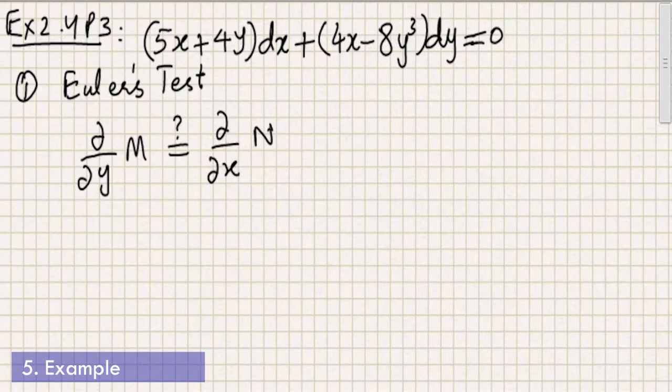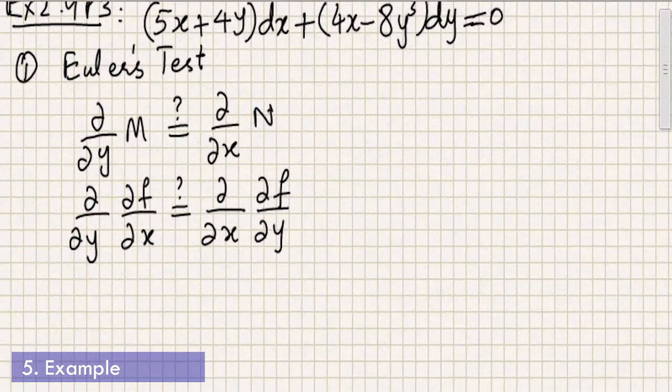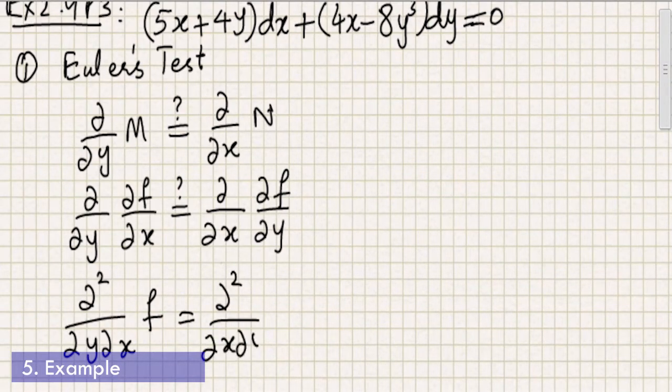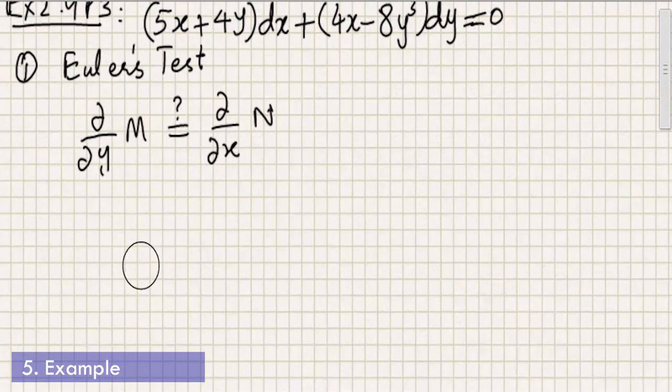So let's translate m and n with respect to their definitions that we saw earlier. Those definitions were that m was defined as ∂f over ∂x and n was defined as ∂f over ∂y. Now see for yourself, if we combine these two on the left hand side and the right hand side, what do we get? ∂²/∂y∂x of f equals ∂²/∂x∂y of f. So the left hand side is equal to the right hand side. So you got an insight about the Euler's test. So let's apply this test to this equation.